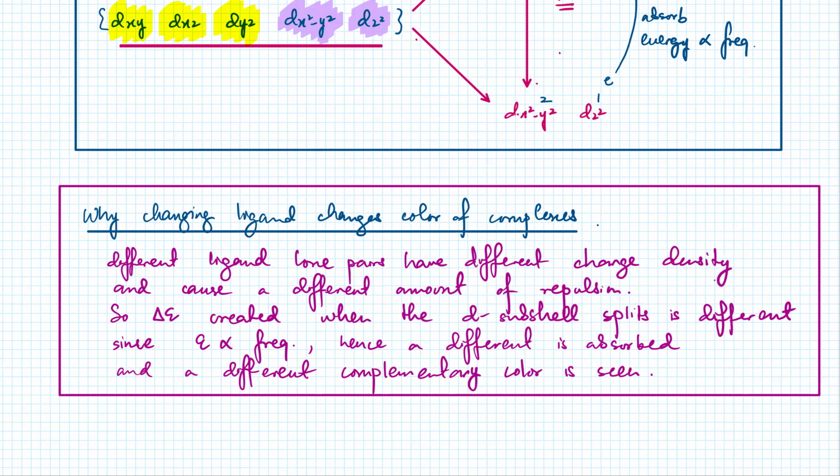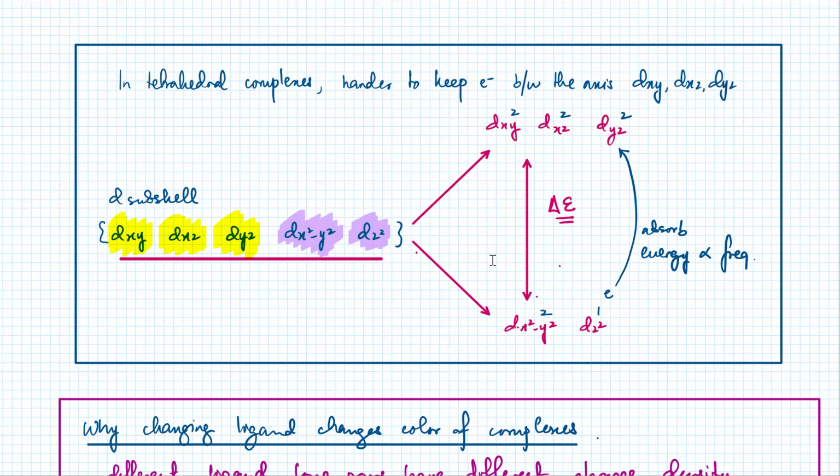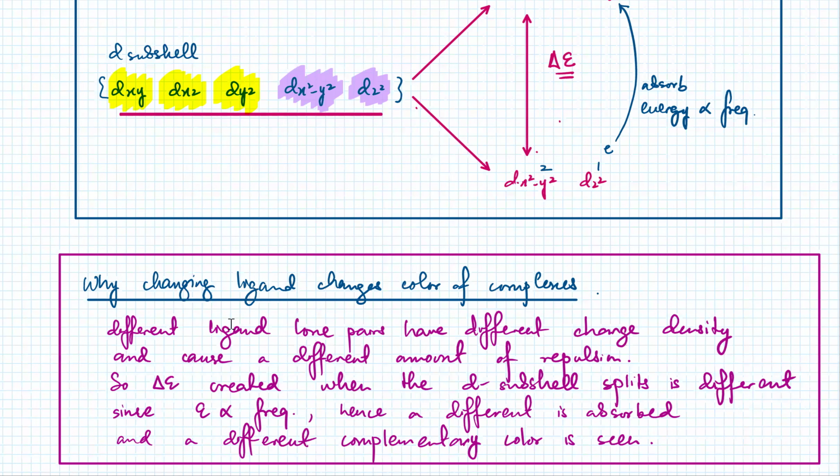If you change the ligand, the color of the complex would change, right? Different ligand lone pairs have a different charge density and cause a different amount of repulsion, so the energy gap created when the d subshell splits is different, and since E is proportional to frequency, a different frequency is absorbed. Okay, sir, what if there is a different ligand but its charge density is the same as another's? Would both have the same color, or approximately similar colors here? Okay. So it all depends.